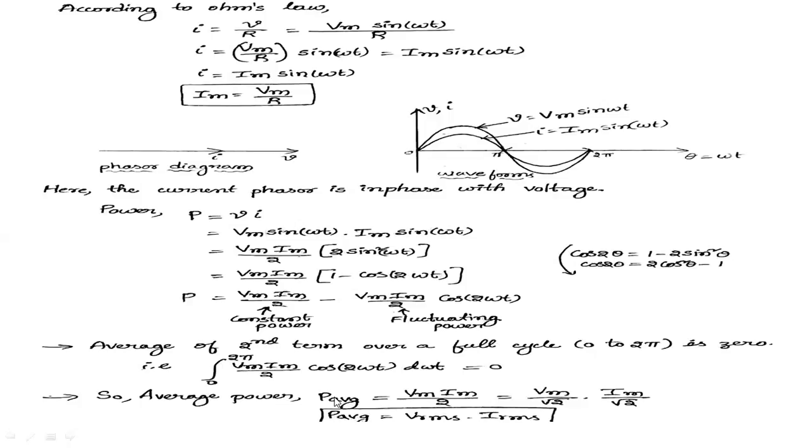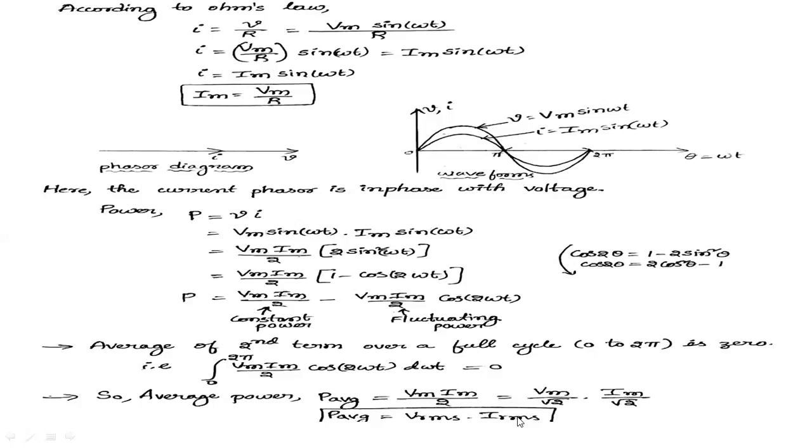So what is the average power? The first term only, the constant power only. P average equals Vm Im by 2. What does Vm Im by 2 mean? It is Vm by root 2 times Im by root 2. Vm by root 2 is the Vrms value, and Im by root 2 is the Irms value.